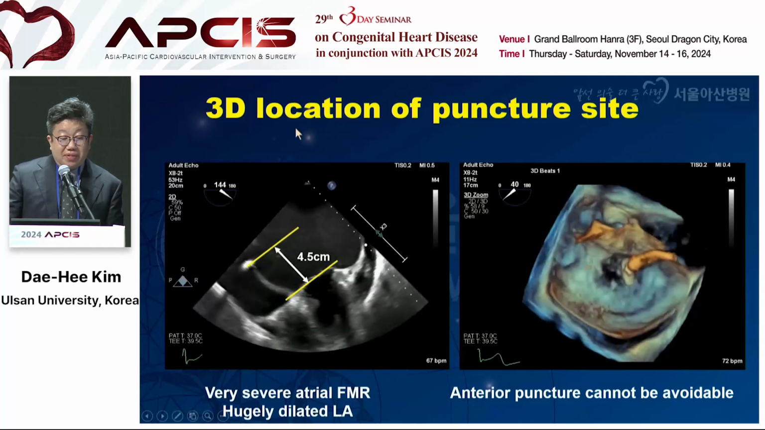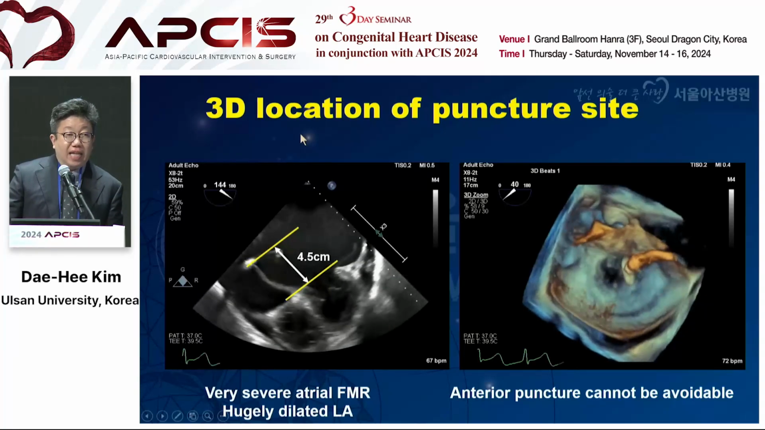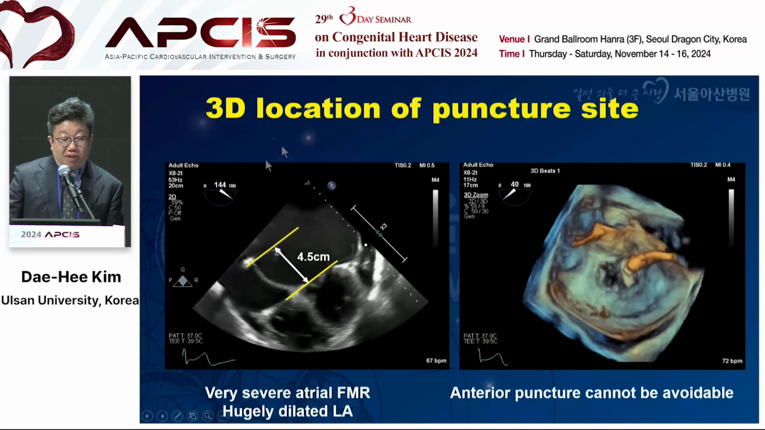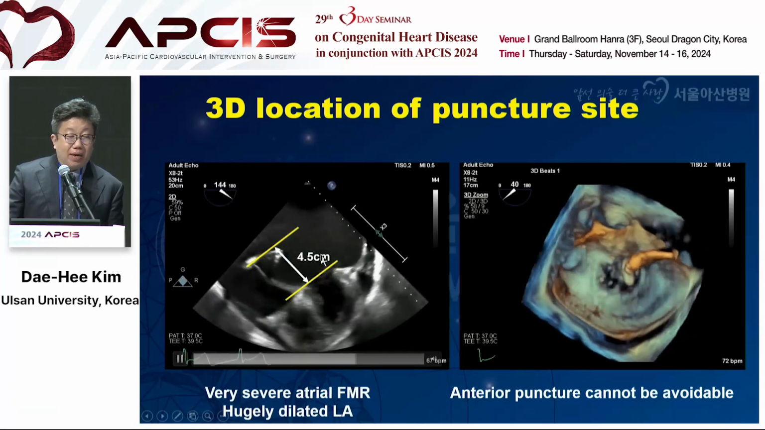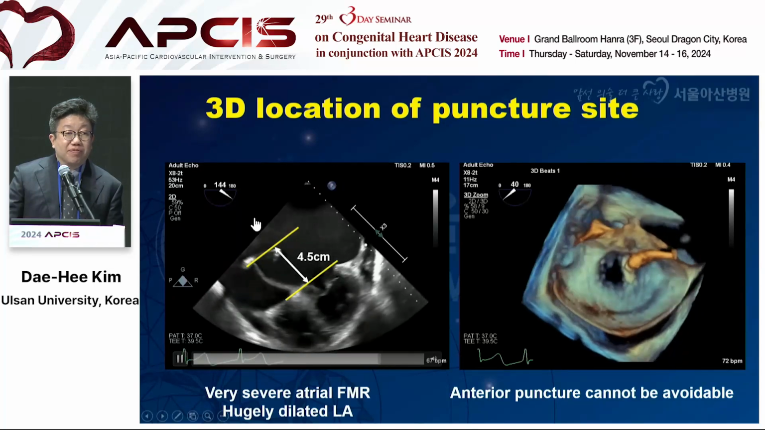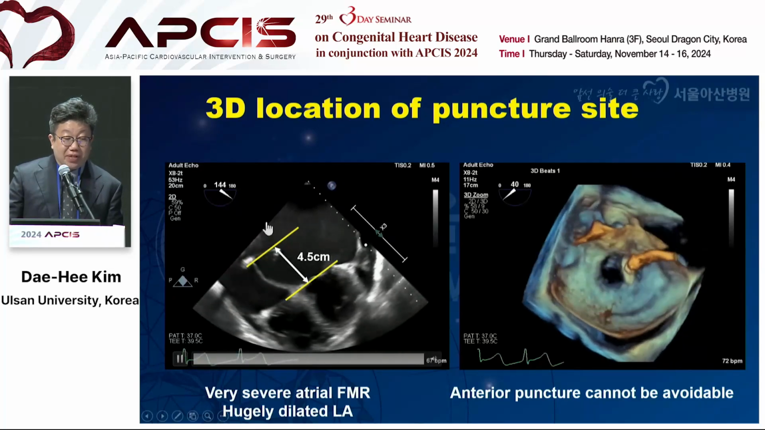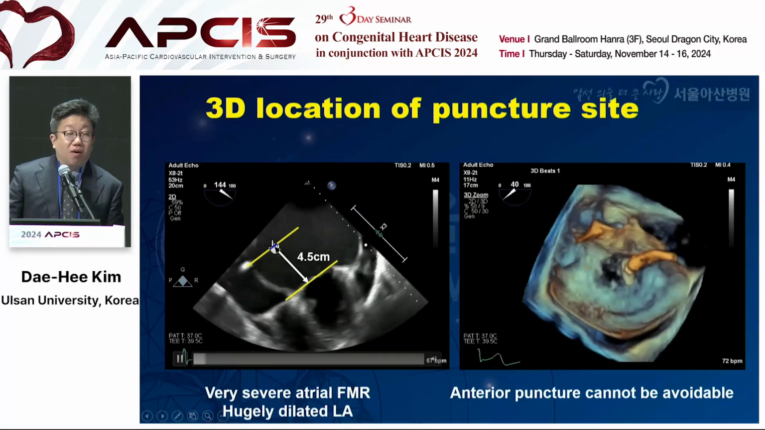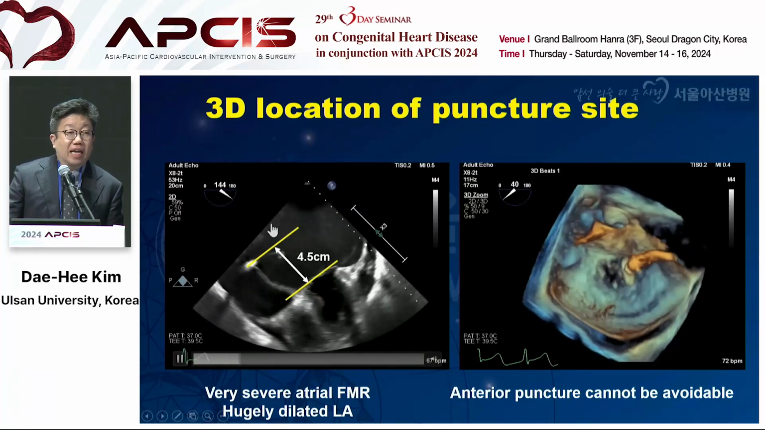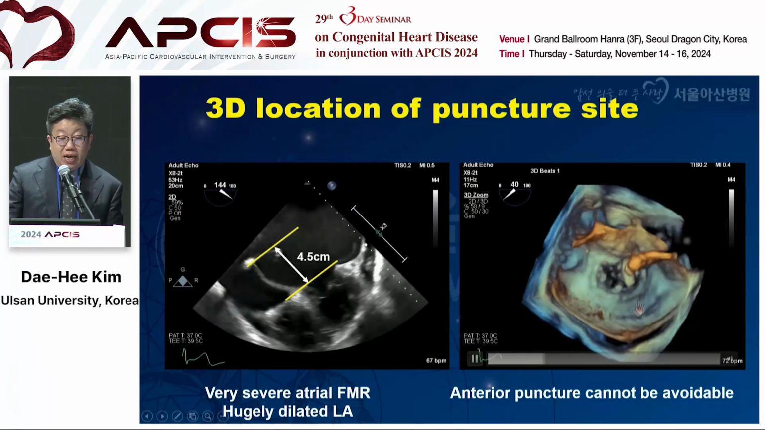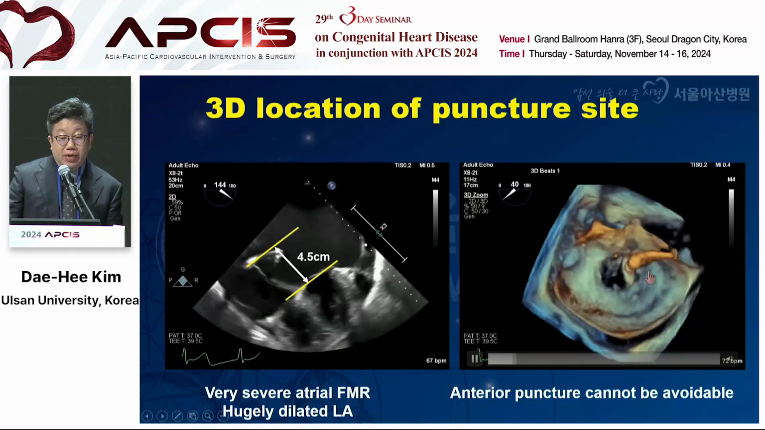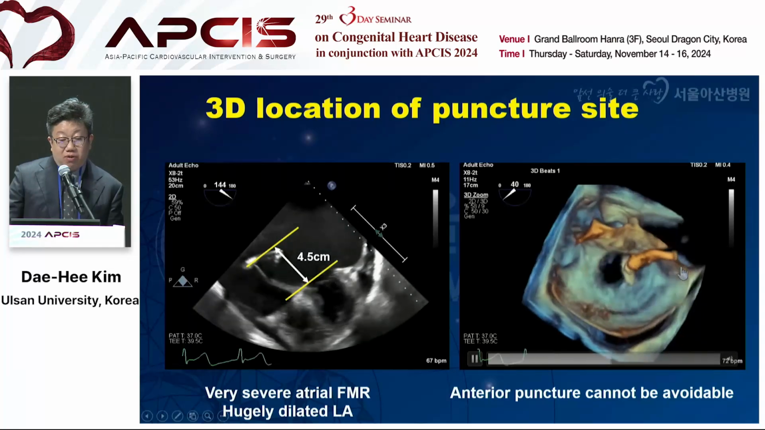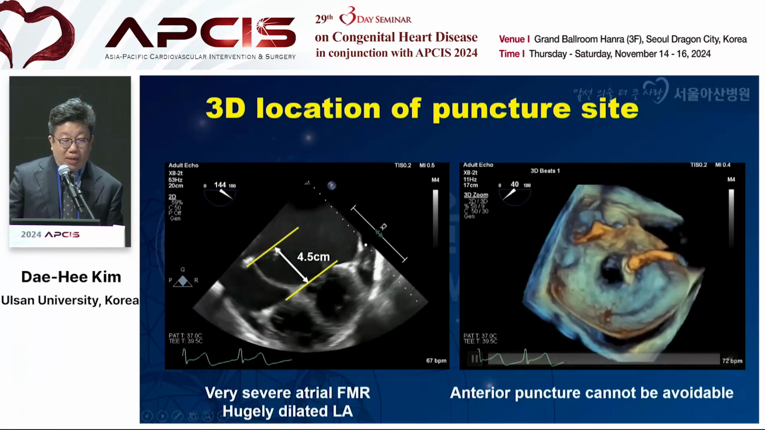The problem is in patients with a hugely dilated left atrium, especially atrial functional MR. Usual posterior puncture produces a puncture height of 5 or 6 centimeter, greater than 5 or 6 centimeter. To obtain an optimal septal puncture height of less than 5.0 centimeter, the anterior puncture cannot be avoided. After anterior puncture, delivery of a TEER device makes a big problem.